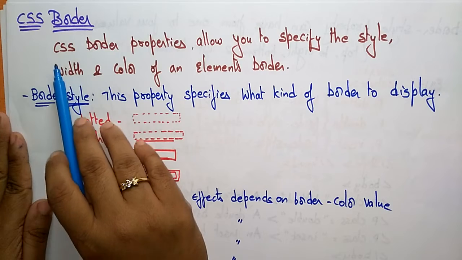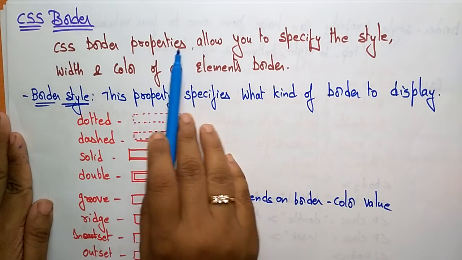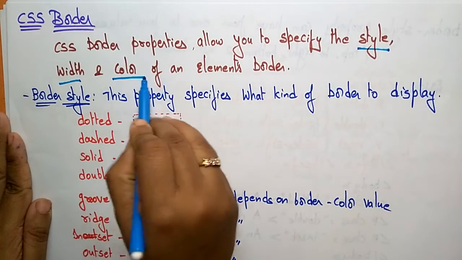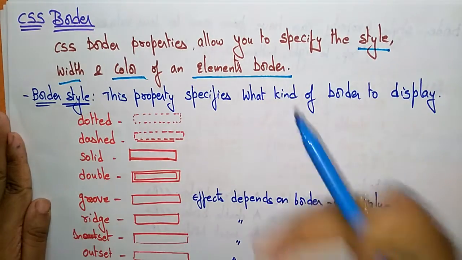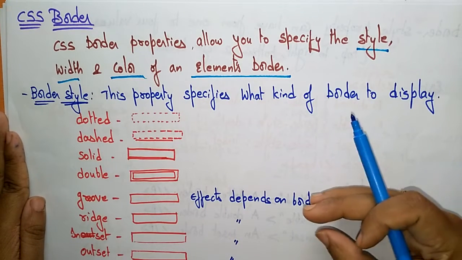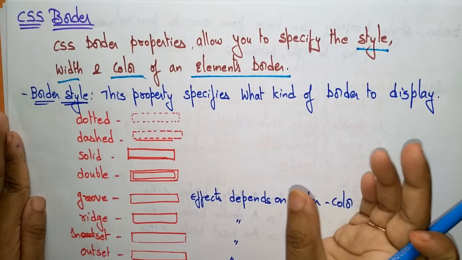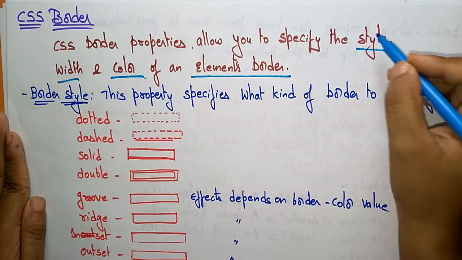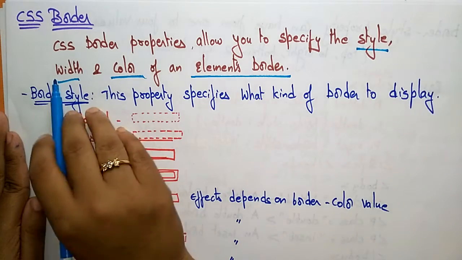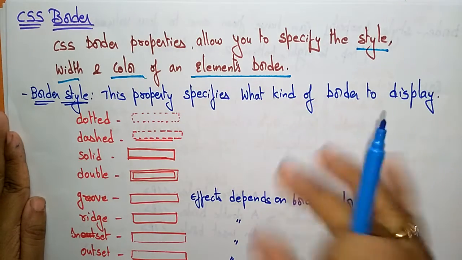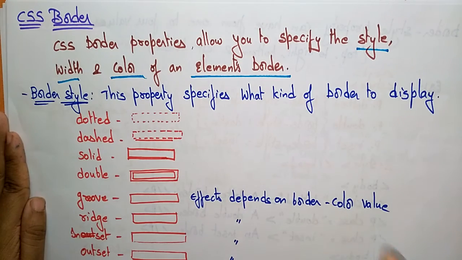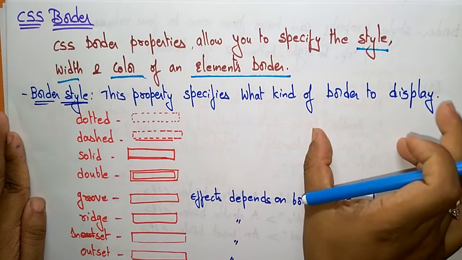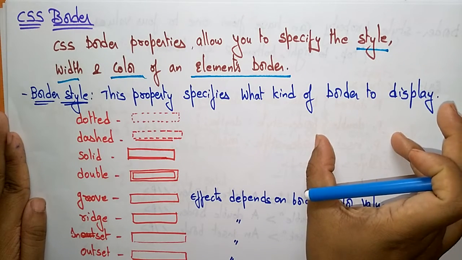CSS border. The cascading style sheet border properties allow you to specify the style, width and color of an element's border. So whatever elements you are writing in your HTML document, those elements can be represented with the help of the style, border, or the width. The border width may be increased or decreased, broad or strong or light or thin or thick, like that. And even you can change the colors of the borders of your page also.